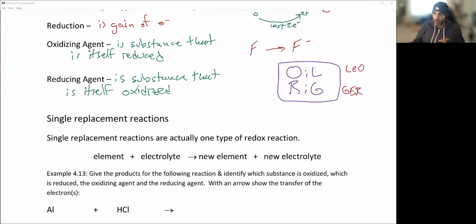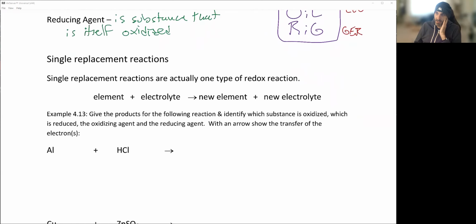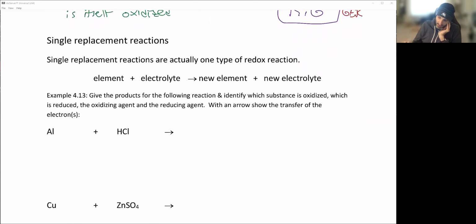So let's take a look at a single replacement reaction, and we're going to identify what is oxidized, what's reduced, and draw some arrows here. First of all, you're always going to start with an element and end up with a new element. That's the single replacement part. So I have aluminum here and I have hydrogen. Those are both the cations.